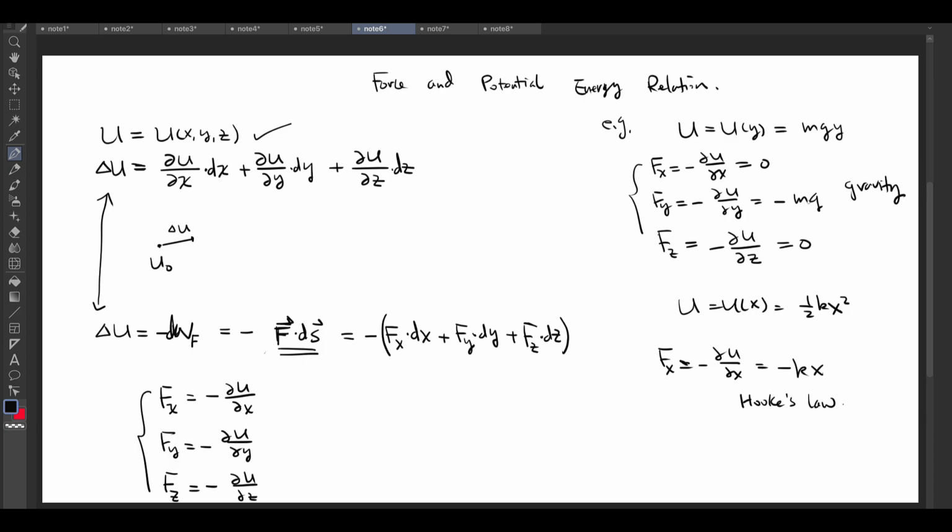All right, so I hope that makes sense, that we can go from force to potential energy definition, and we can also go from potential energy to force definition. That will be important for some special unknown forces. Maybe it's a way to discover new force.